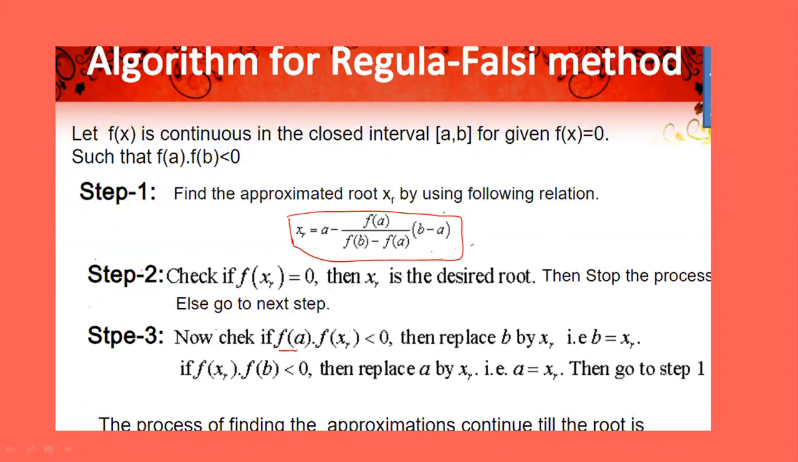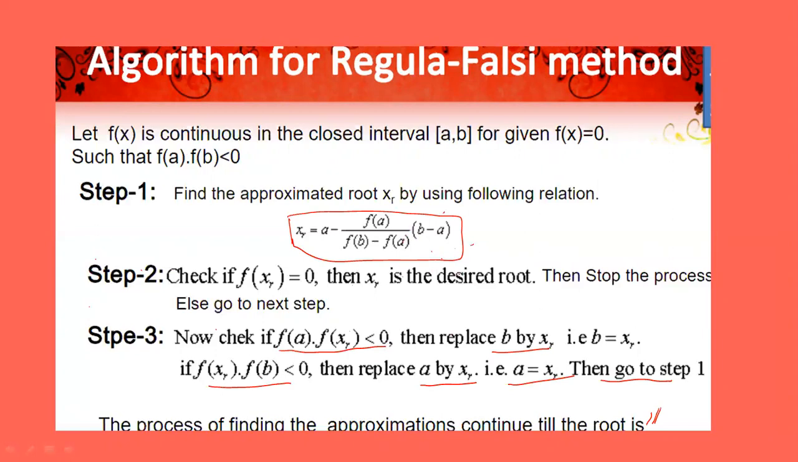Otherwise, if f of a into f of xr is less than 0, then replace b with xr. If f of xr into f of b is less than 0, then replace a with xr. That is, a is equal to xr. Then go to step 1. So the process is finding the approximation. Continue till the root is found. This is the algorithm of the regula falsi method.